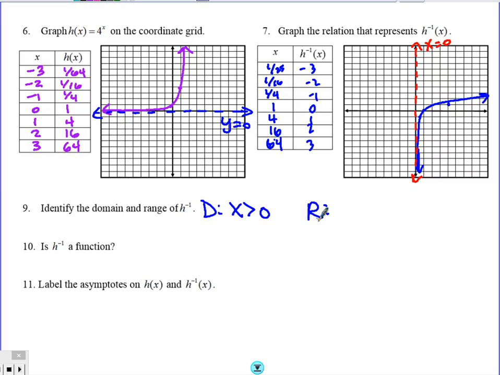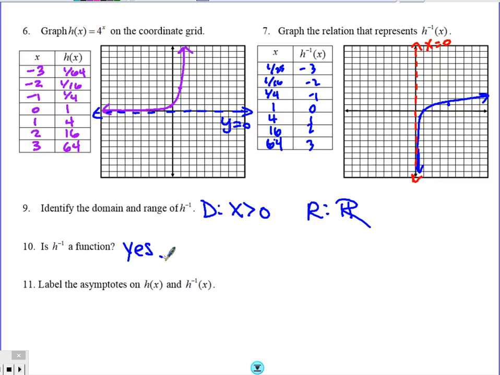All real numbers, everybody. Good, all real numbers. Wonderful. All right, is it a function? Is our inverse a function? Yeah, it is. It passes the vertical line test. Every x, there's only one y. Label the asymptotes. Oh, I already did that. So the asymptote on h, make sure you have y equals 0, and h inverse, x equals 0.